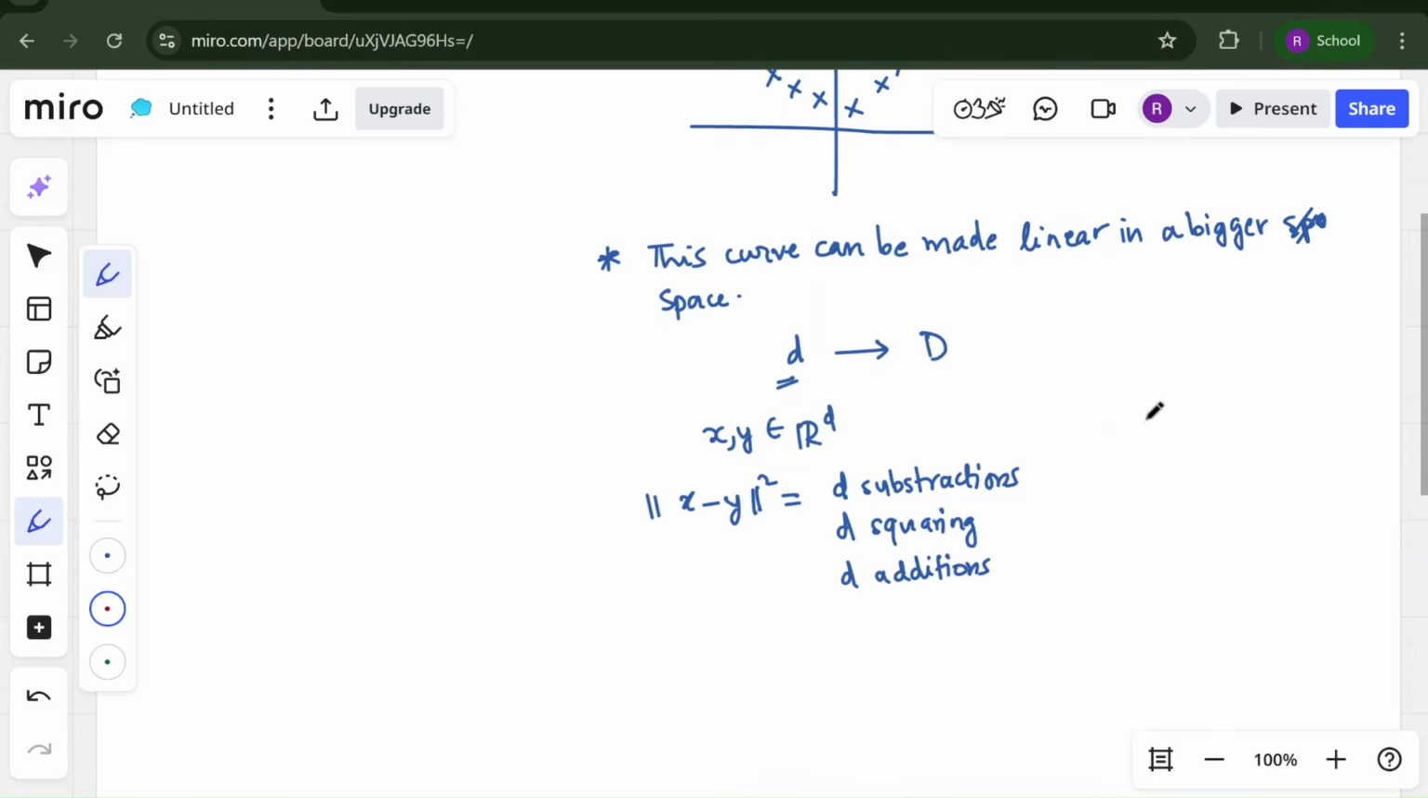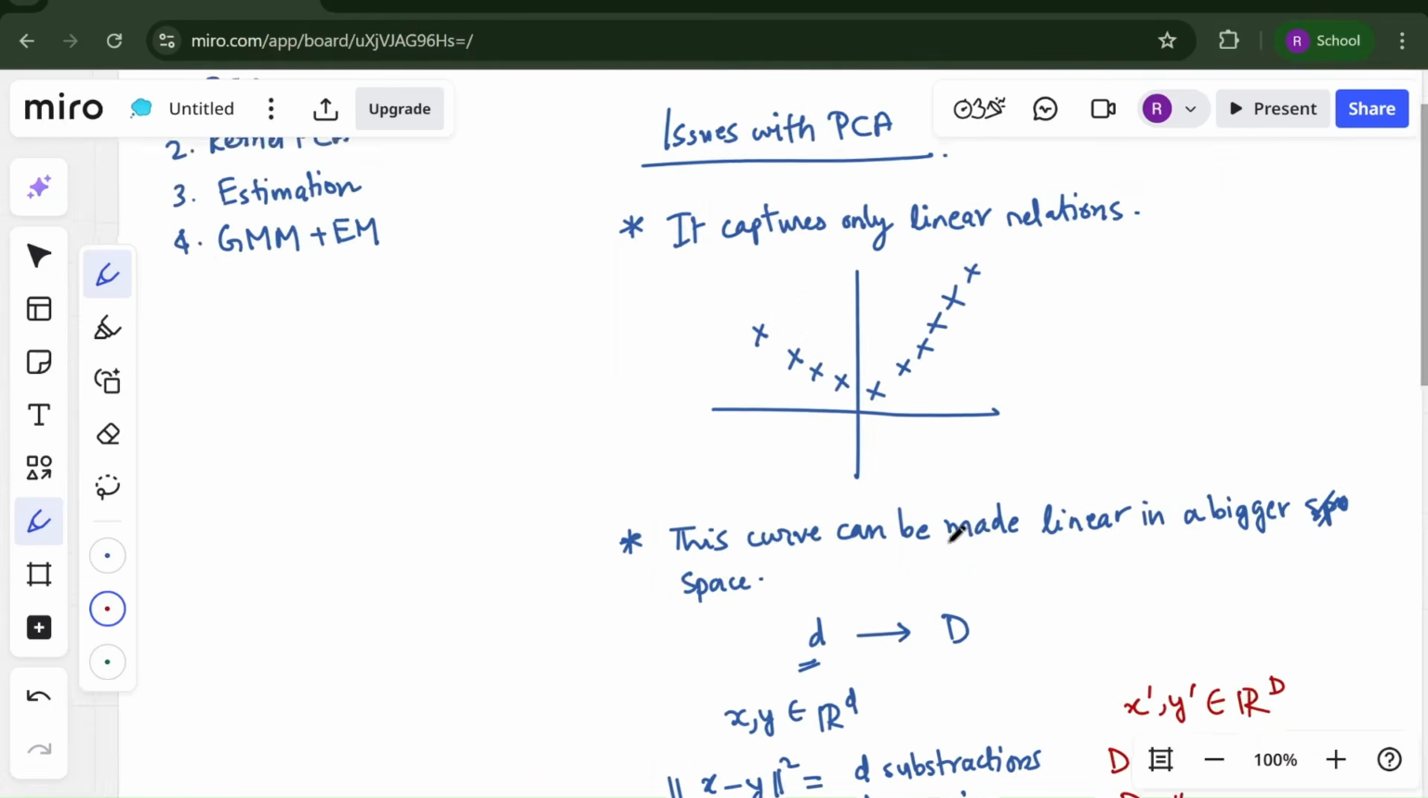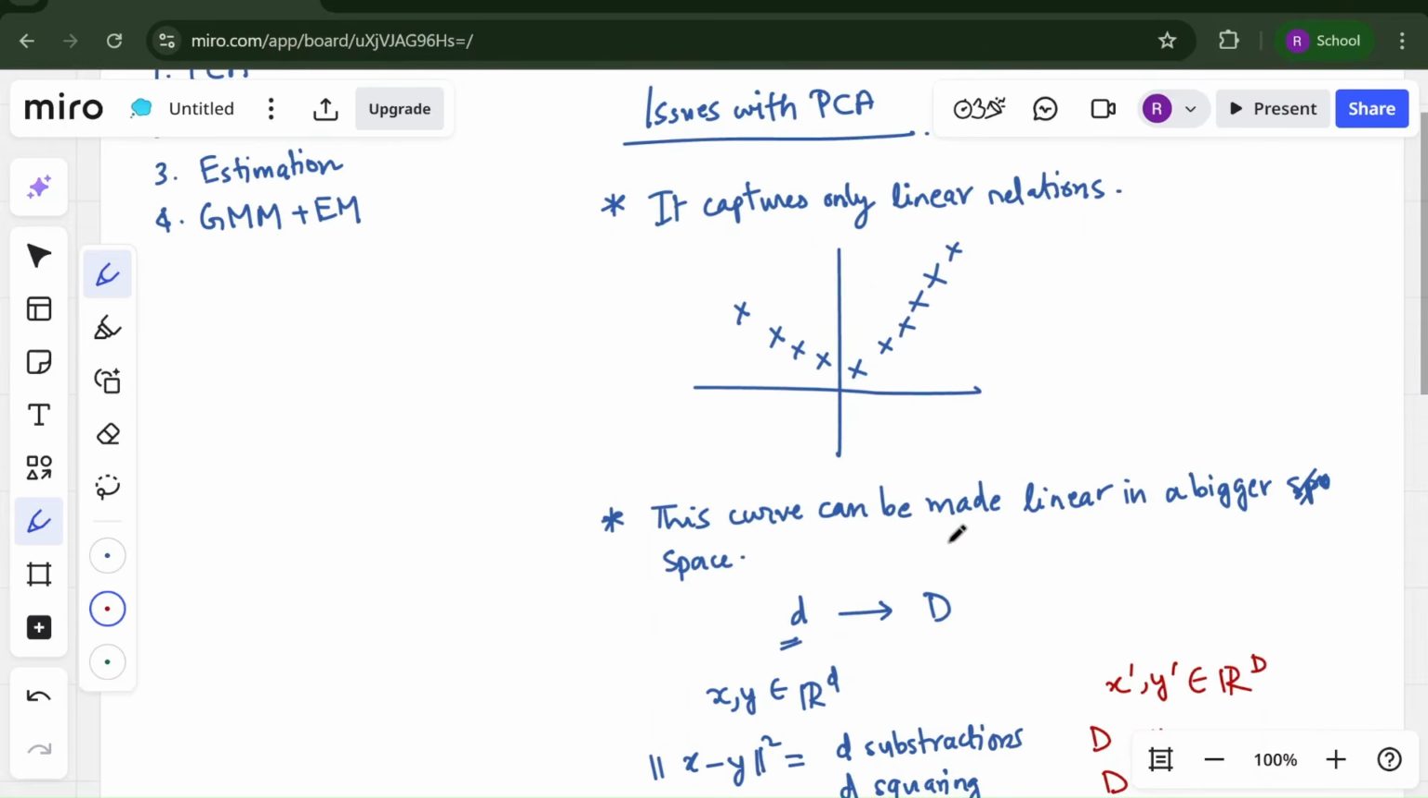And if you move to a bigger dimension, let me call it x prime and y prime in R capital D, then you have to do capital D subtractions, capital D squarings and capital D additions. In a sense, you are essentially doing a larger number of operations because you move from a smaller space to a bigger space. And why did you move in the first place? You moved because in the smaller space the relation is non-linear, and you moved it so that in the bigger space it is linear, and so that you can apply PCA. Is the idea clear? These are the reasons why we start with kernel PCA.